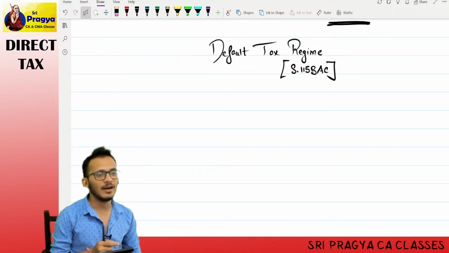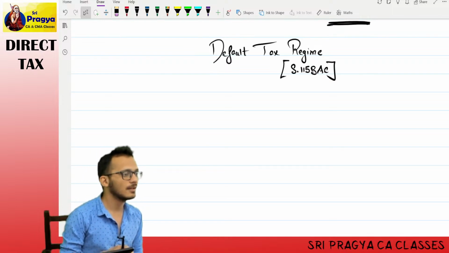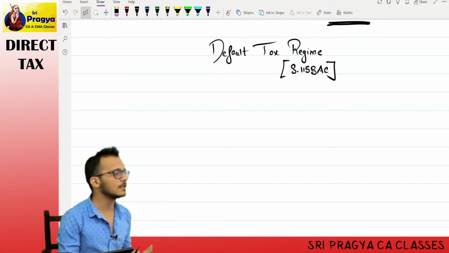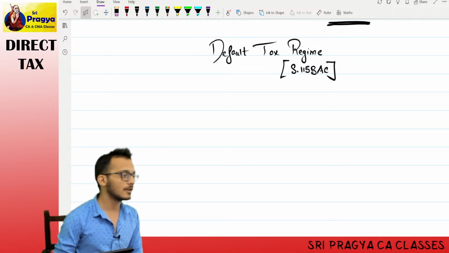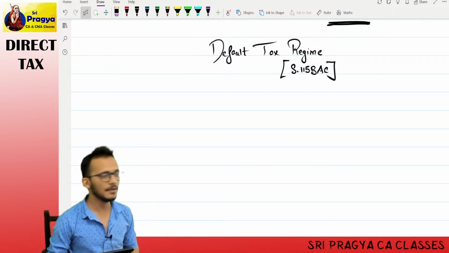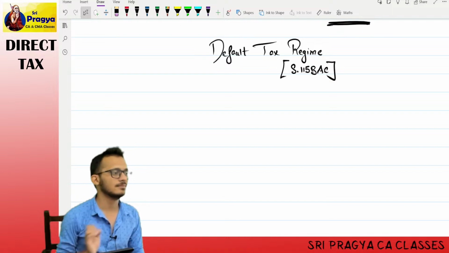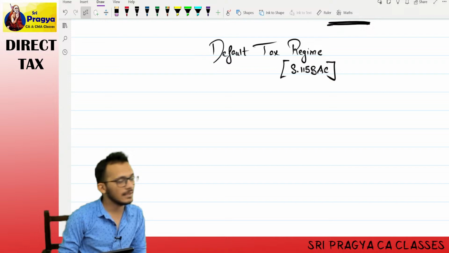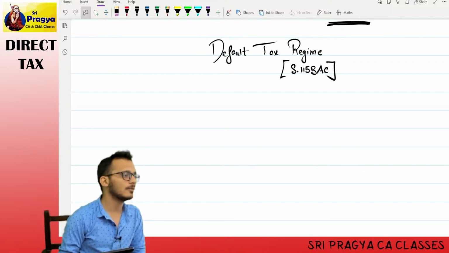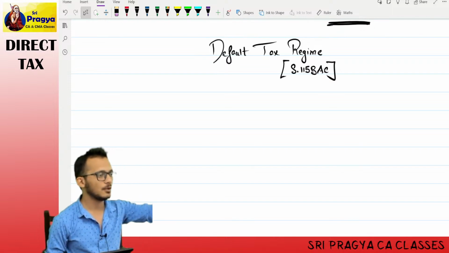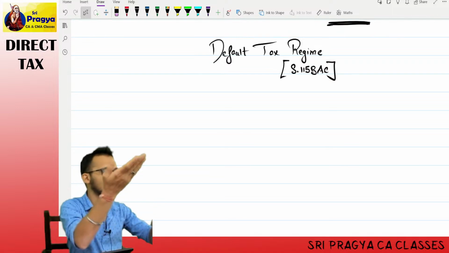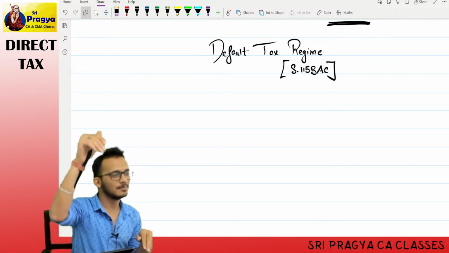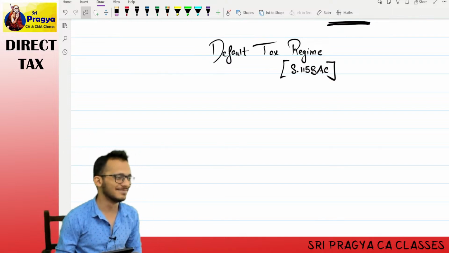They came and said, see, if I am losing something, you will also lose something. Income tax came and said, see, if you want to go for this regime, this regime is default regime, I will increase your income. What? I will increase your income. Meaning what will happen? If you go for the alternate regime, you will have a lower income but a higher tax. In default regime, you will have higher income. Now you decide what you want.